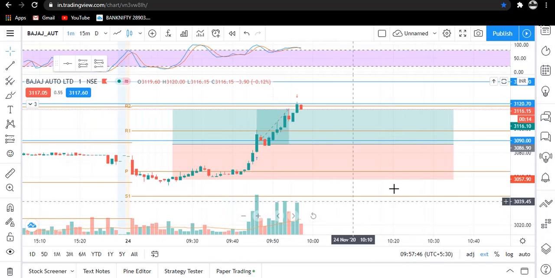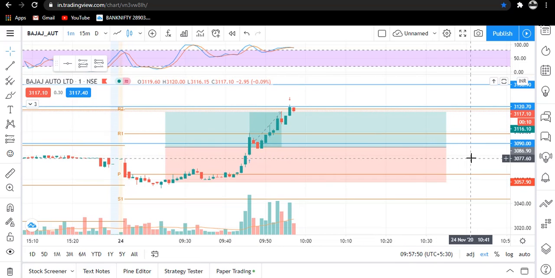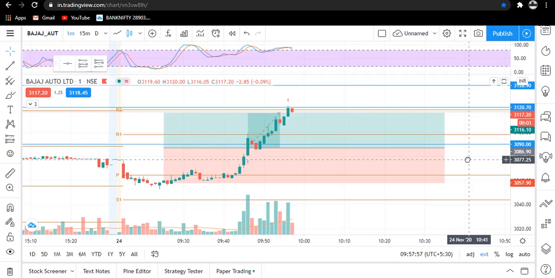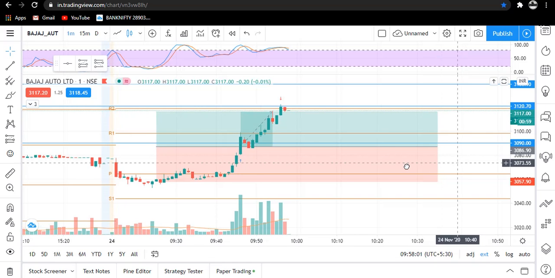Traders, I have already explained the setup which I used for this trade and we have booked our profit. If you have any kind of doubt, please ask me in the comment section. I will reply to you. So this was today's trade.